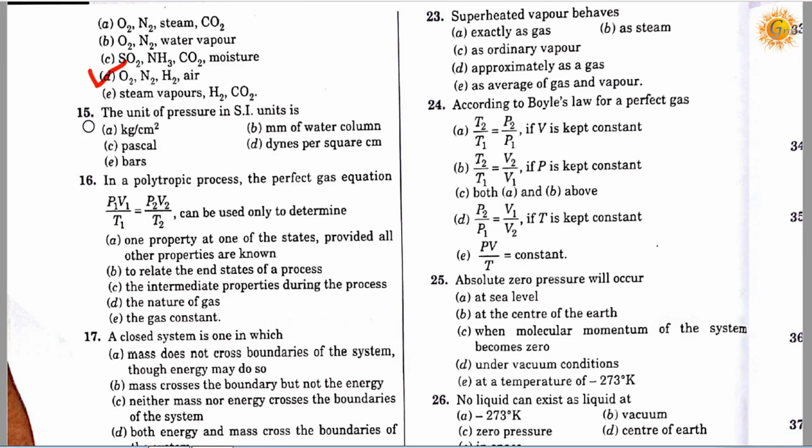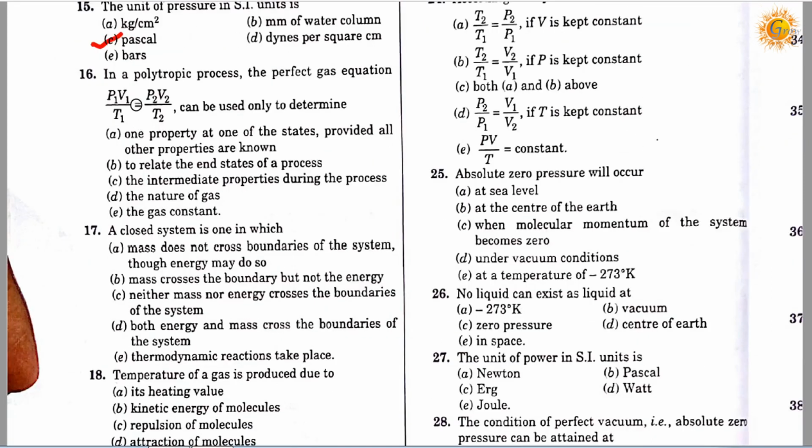Question number 15. The unit of pressure in SI units is: option A, kilogram per centimeter square; option B, millimeter of water column; option C, Pascal; option D, dynes per square centimeter; and option E, bars. So the correct answer is C. It's Pascal. The unit of pressure in SI is Pascal.